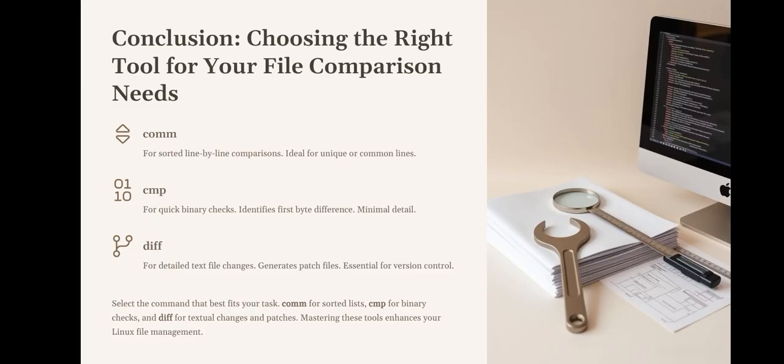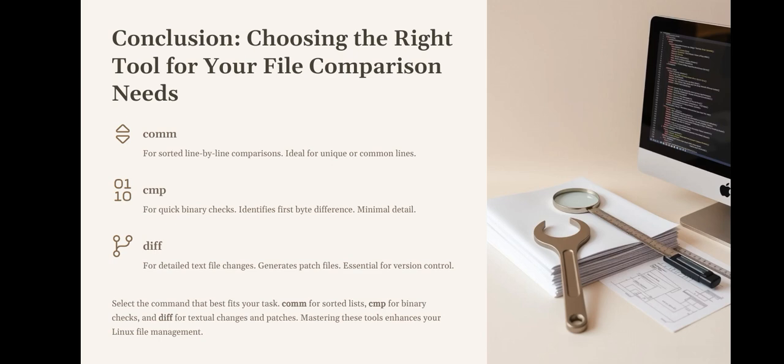The next one is the conclusion: choosing the right tool for your file comparison needs. By concluding, the comm command is used when the two files are sorted, for sorted line by line comparisons, ideal for unique or common lines. Then the cmp command for quick binary checks identifies the first byte difference, with minimal detail. Then the last one is diff for detailed text file changes, generating patch files essential for version control.